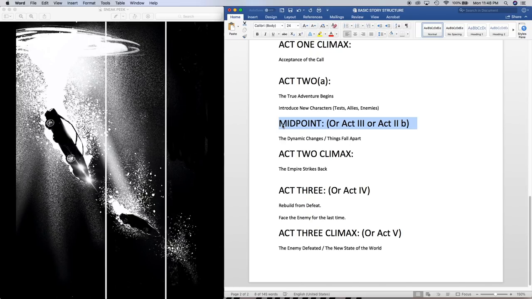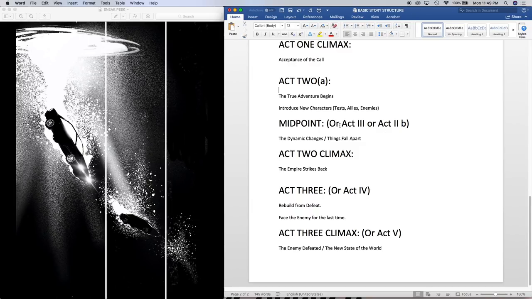And usually after the midpoint, things start to go bad, right? The dynamic changes, things fall apart. The midpoint changes the dynamic and the flow of the story. And from that midpoint to the end of the second act, things are going wrong. So a really simple way to think about this is, in the first half of Act 2, things are going fairly well. There are some battles to be fought, but those battles are won. Then the midpoint happens, changes the dynamic, and things start to go bad, and they lead into the Act 2 climax, which is the darkest point of your narrative.